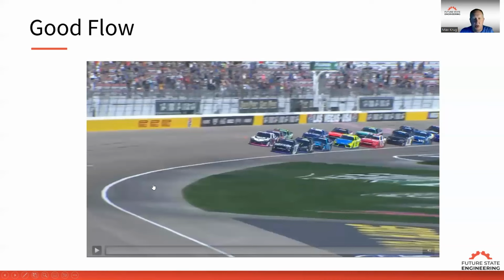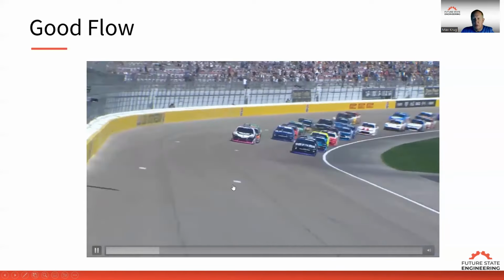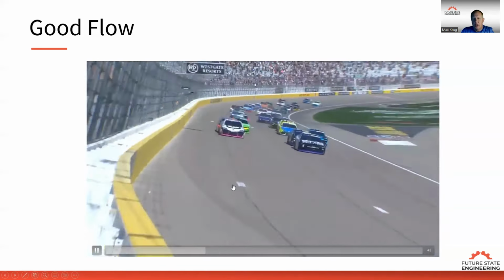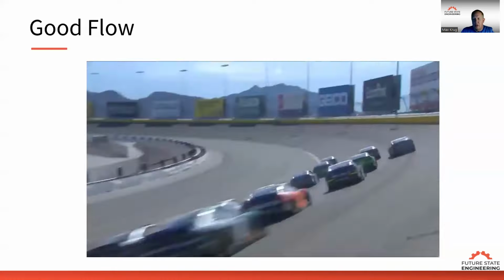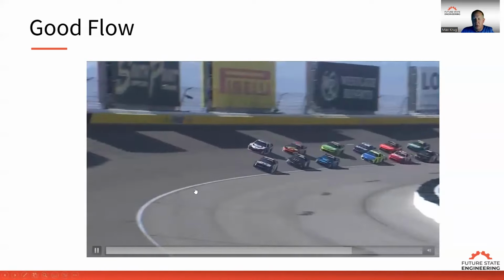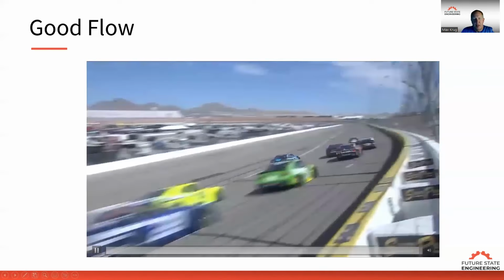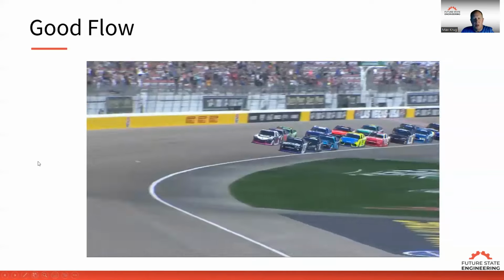So what does good flow look like? If I use an example of a car race of good flow, what we see is that cars are moving at an accelerated pace and there's good flow, there's no stoppages, there's no delays, and we're completing from start to finish in the most effective manner. So that's what we look at for good flow.